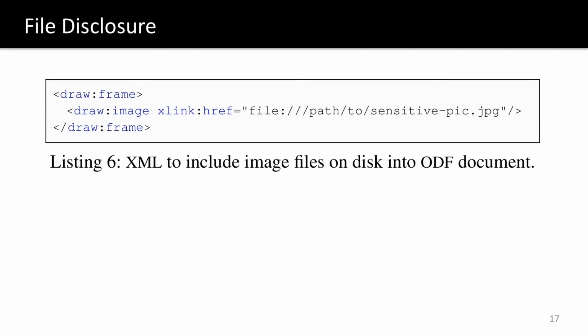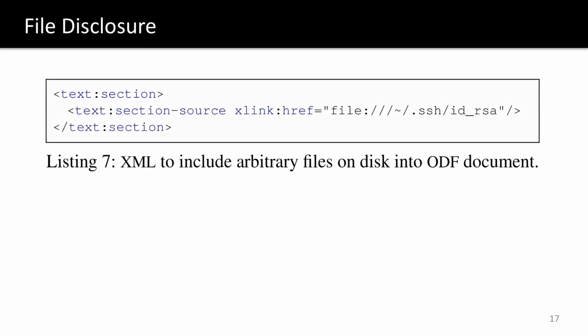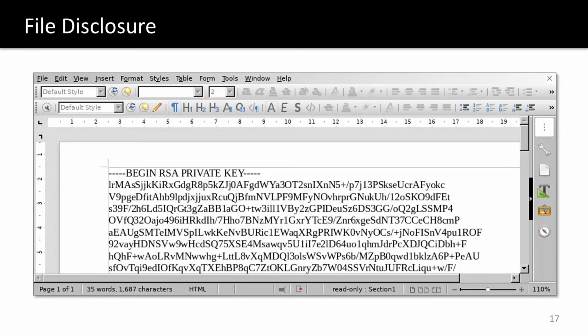You can even include arbitrary text files on disk, like the victim's SSH private key, which looks like this in LibreOffice. Now we were not actually able to exfiltrate the content of embedded files using, for example, that web service function or things like that, but there may be other potential exfiltration channels.